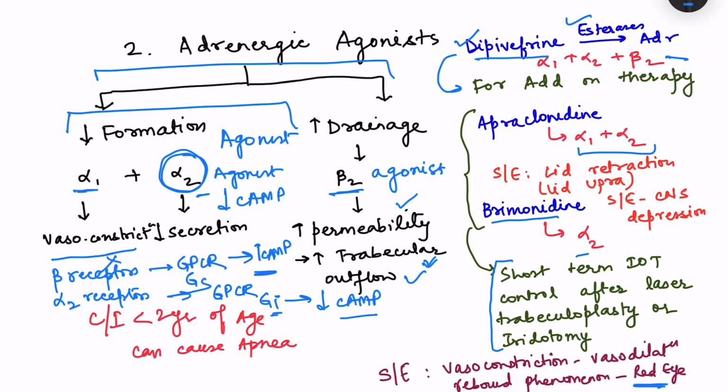Apraclonidine side effect is lid retraction can occur. One mnemonic for this is apraclonidine, so I put it as opera. So lid becomes opera, lid becomes up. So apraclonidine, lid retraction. Brimonidine, one side effect is CNS depression.